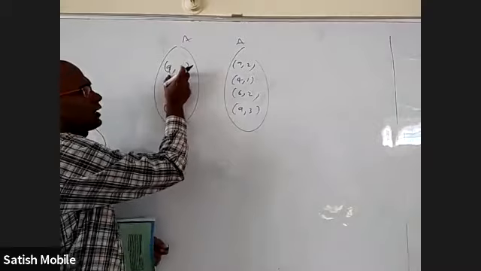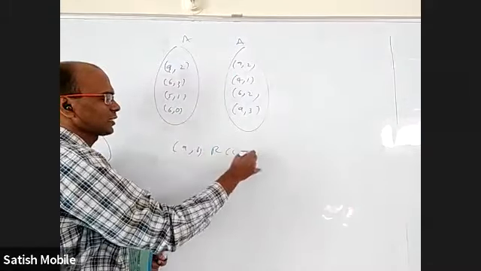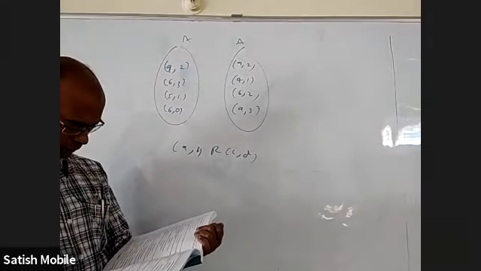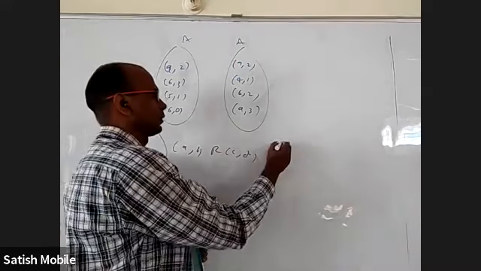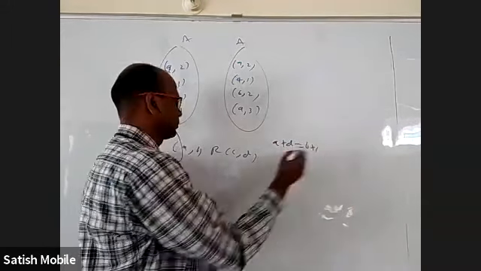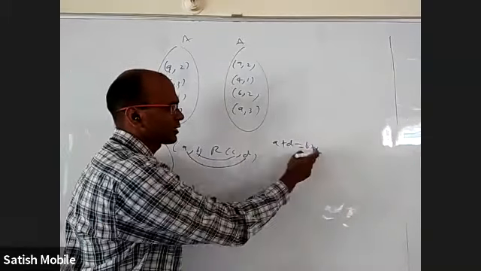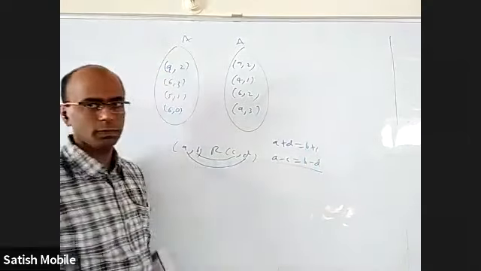They said, when can you connect one ordered pair to another? A comma B will be related to some C comma D. When is that? This is 16: A plus D equal to B plus C. That is, the sum of these two should be the same as the sum of these two. Another way of saying it is, bring C this side, D this side. You can also say A minus C equal to B minus D.